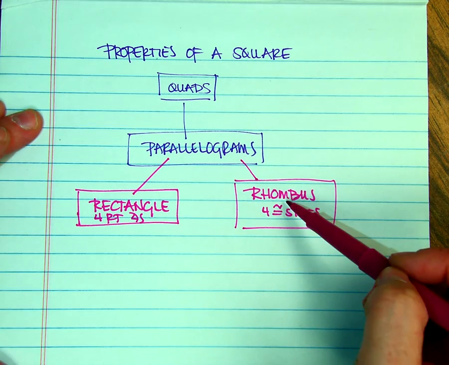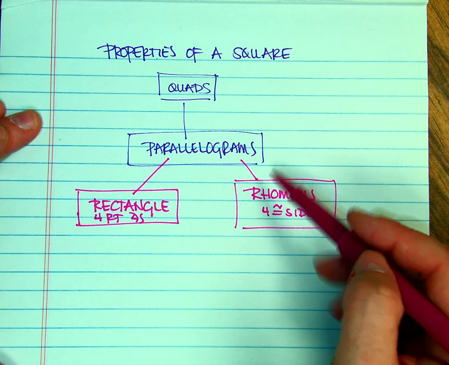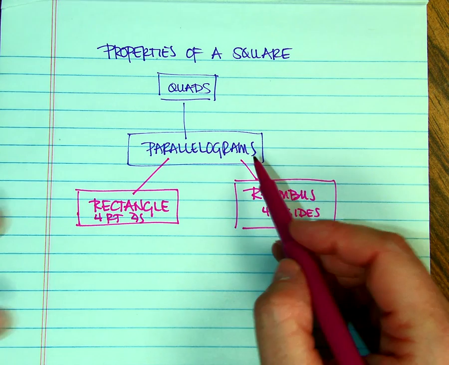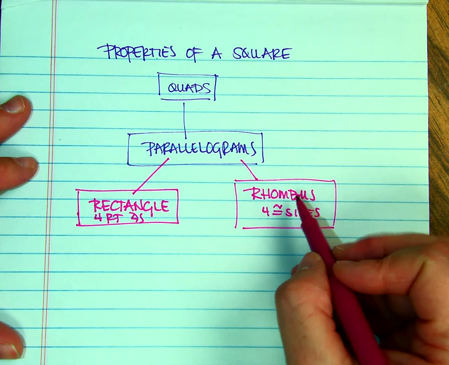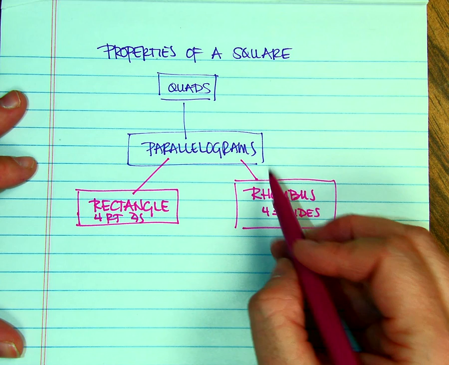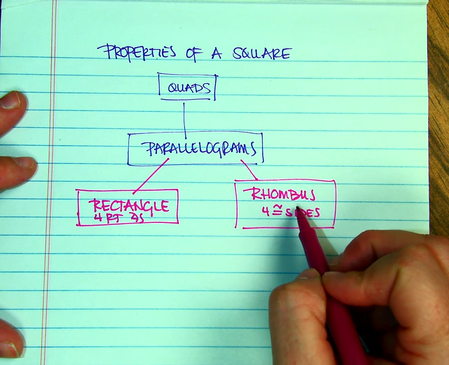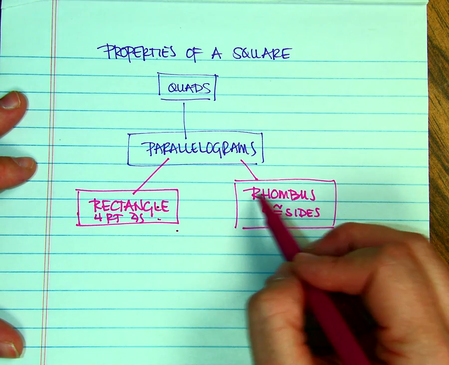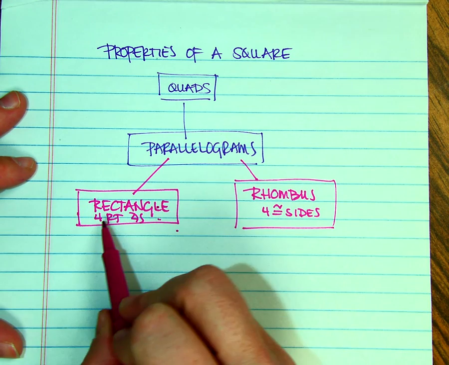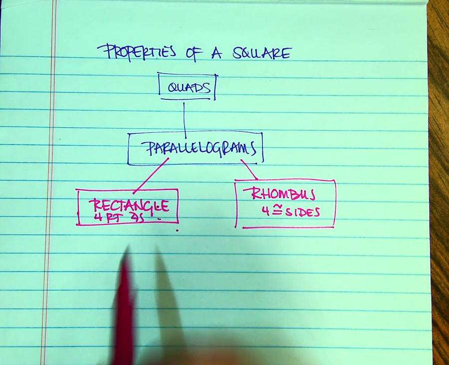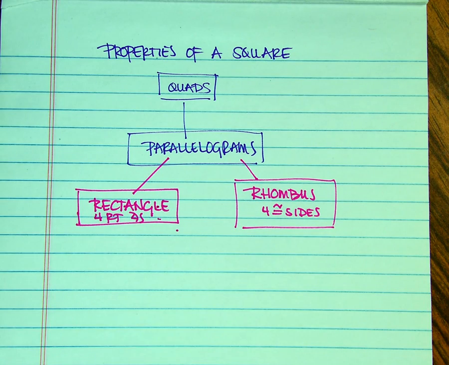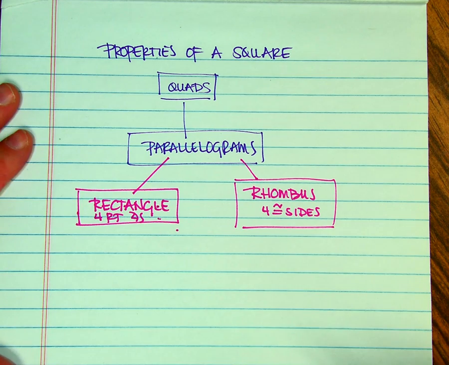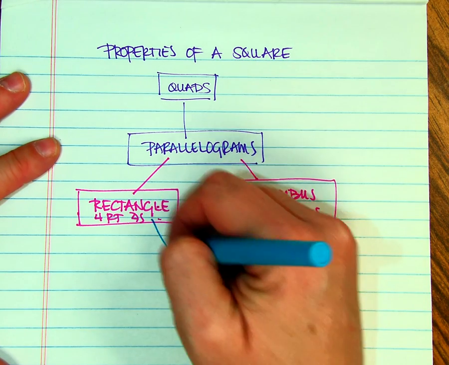So because a rhombus is underneath a parallelogram, or by definition it is a parallelogram, it has all the same properties. Now, does a rhombus have the properties of a rectangle? And that would be no. A rhombus does not have 4 right angles. Now, what we are getting ready to do today is figure out where in the heck a square comes in.